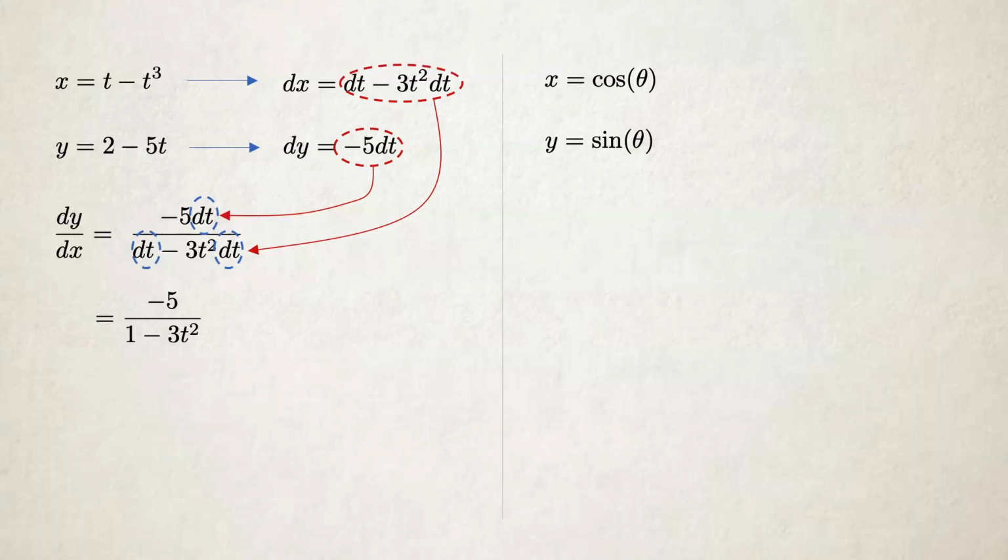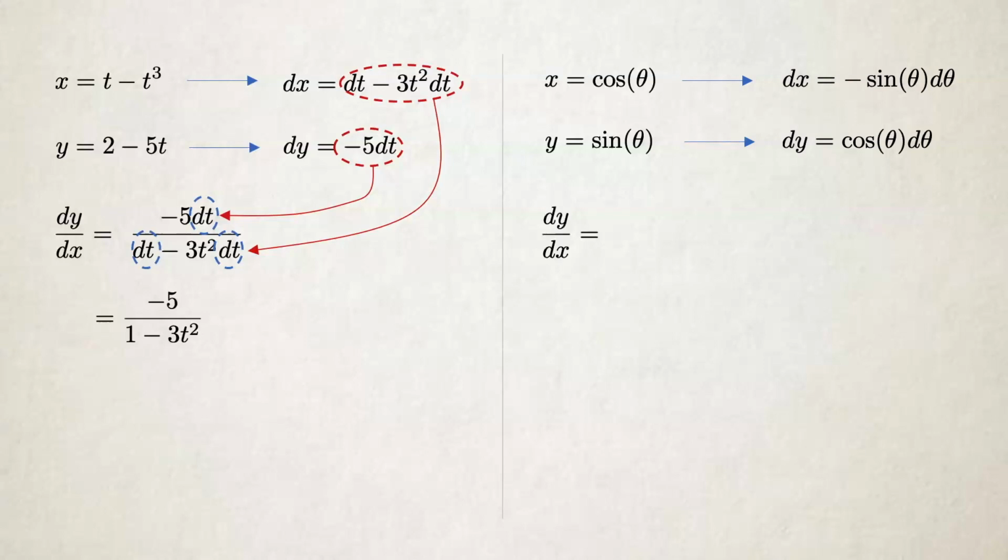Anyhow, we are going to find the derivative dy dx using implicit differentiation without using the equation for a unit circle. As we did in the previous example, we first find the implicit derivative of the first function, that is dx equals minus sine theta d theta. Doing the same thing for the second function, we get dy equals cosine theta d theta.